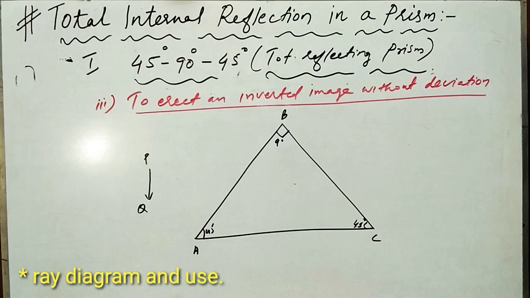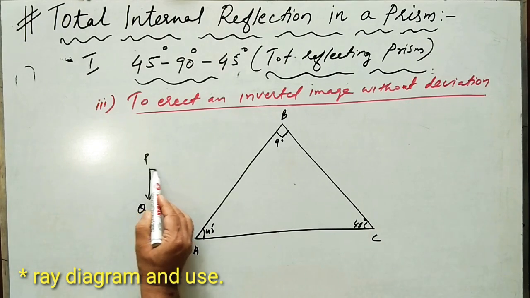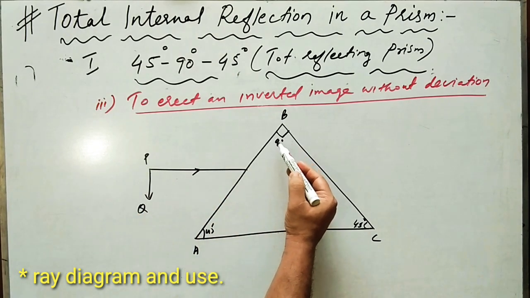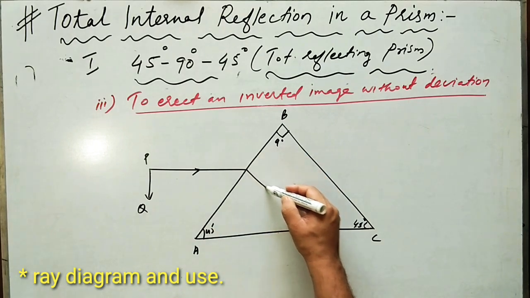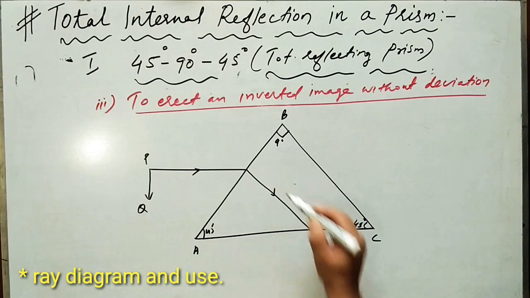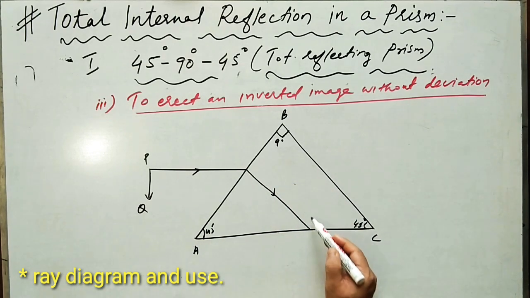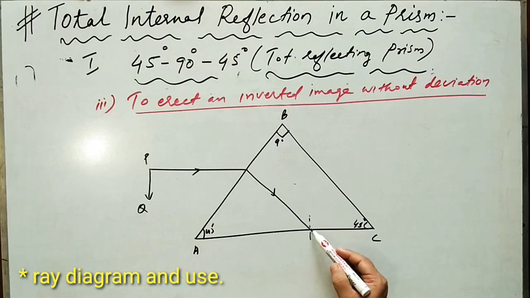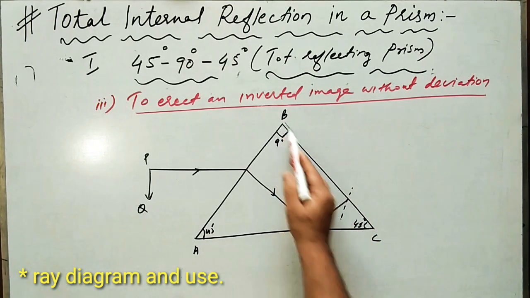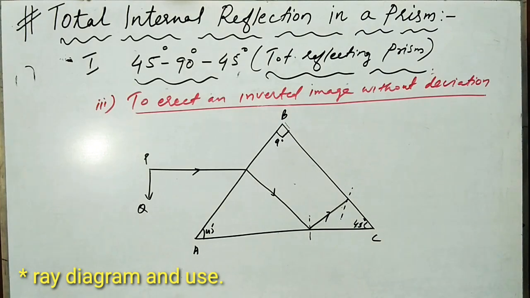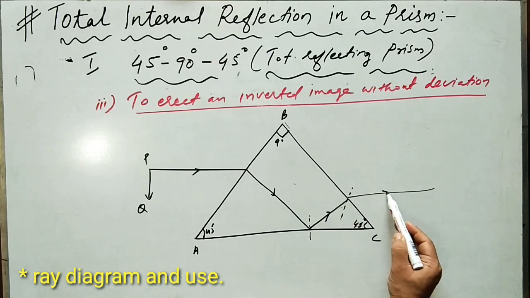PQ is the inverted image. A ray of light traveling from the point P strikes the surface AB, and it is refracted through the prism, striking the surface AC at an angle of incidence greater than the critical angle. So it suffers total internal reflection at the surface AC. And since at the surface BC the angle of incidence is less than the critical angle, it refracts out, deviating away from the normal.